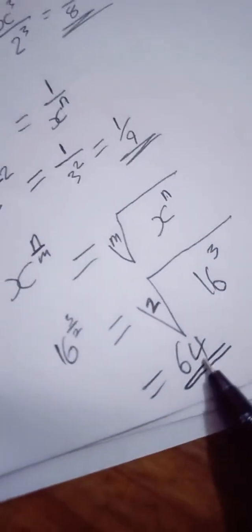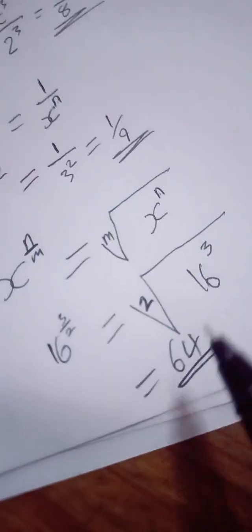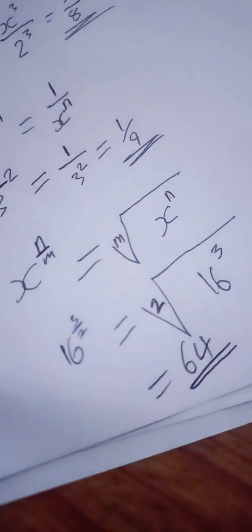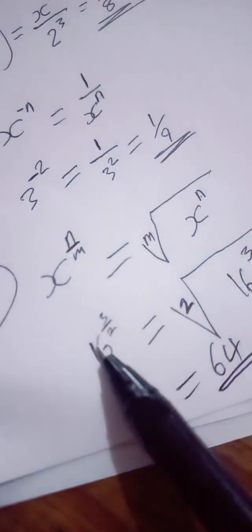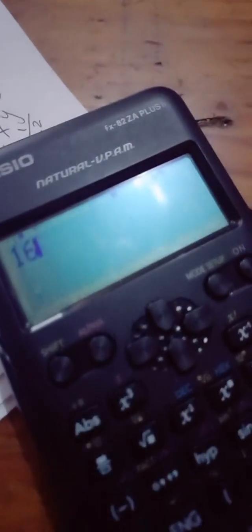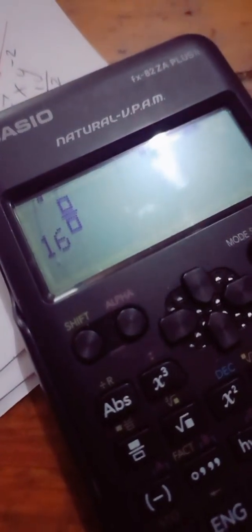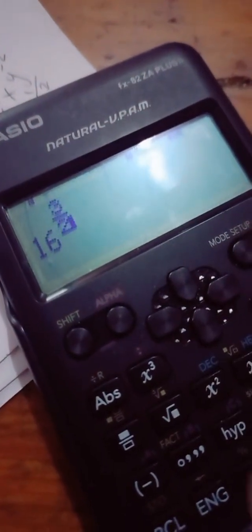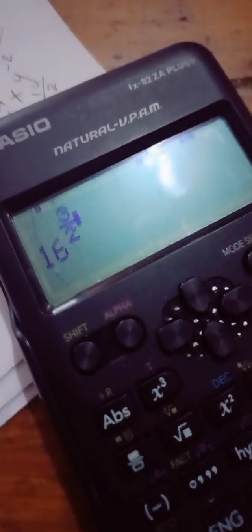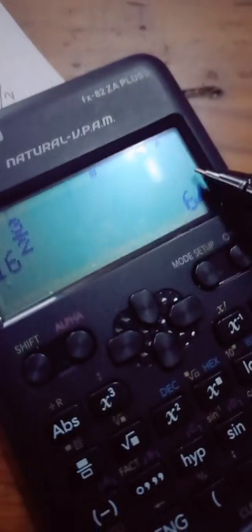Let's see if this is correct, right? We are going to take 16 as it is. We're going to take this as it is and punch it into our calculator. We are going to come here and we are going to say 16 to the power of, our power is a fraction, so it's power of 3 over 2, like this, which gives us what? 64.